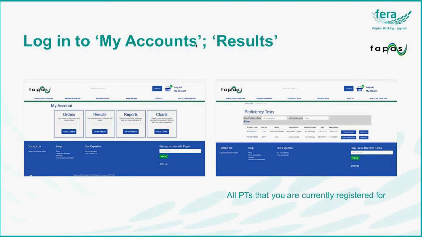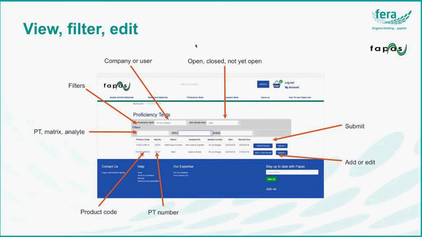On the results page, you can see on the right hand image here a couple of examples. These are the two proficiency tests that this particular participant is registered for. So you can see that there is the option to submit results here. There is a number of options here for you.